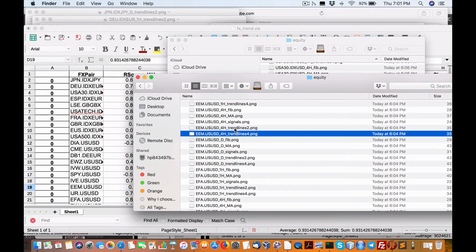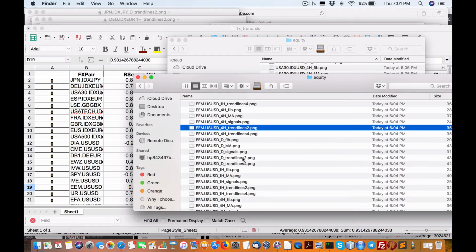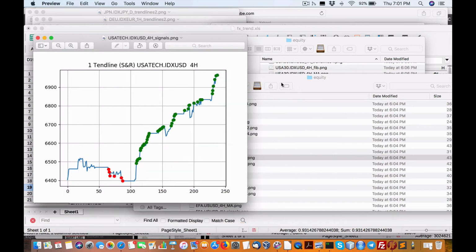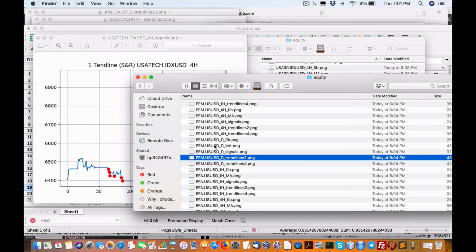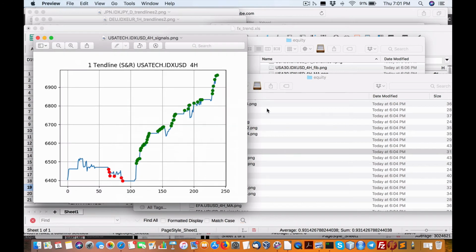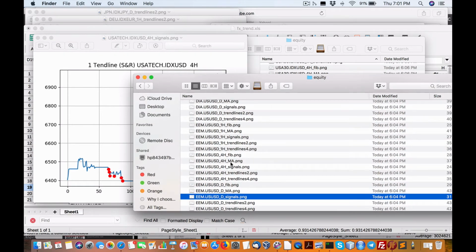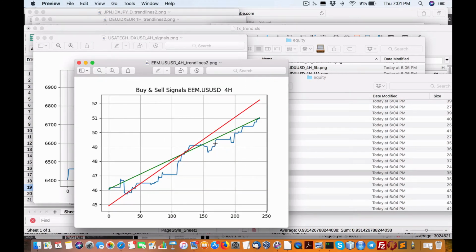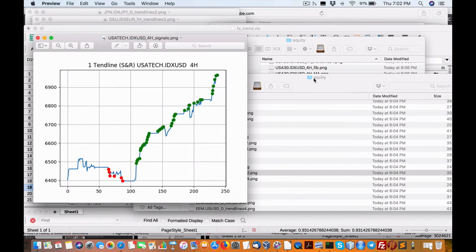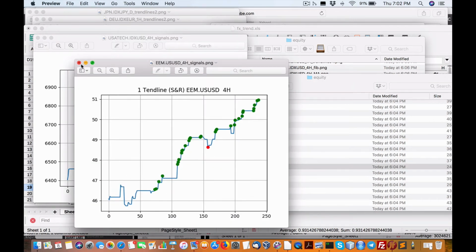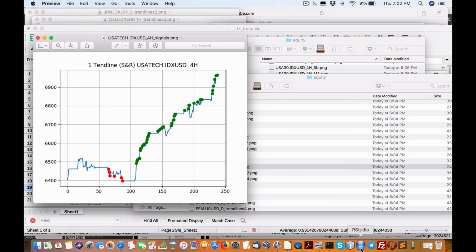EEM. Okay, so let's check out the 4-hour. Let me just do a trend. So that's a pretty strong one. If we look at the signaling, solid green again. Nice. Okay, let's check out the 4-hour. The 4-hour, pretty strong, 46 to 51. That's just over a 10% move. EEM signaling, solid green again. Beautiful.